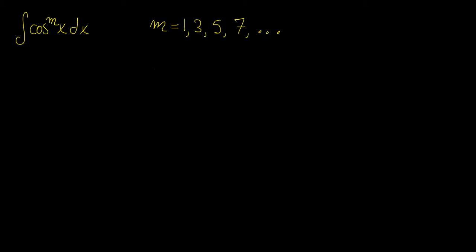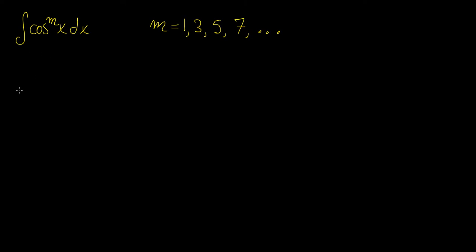Alright, so now let's try and solve this integral. Basically we have cosine to some odd power m. So m is just an odd number that can take on any value, including 1, 3, 5, 7, or it could even be negative versions of that. So we could have cosine to a negative odd power as well. The same rules would apply.